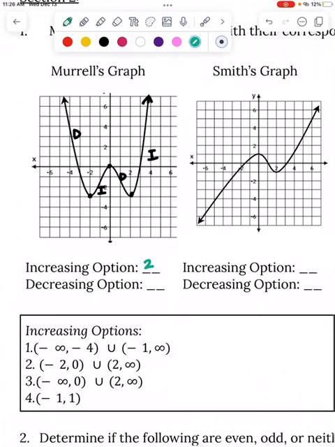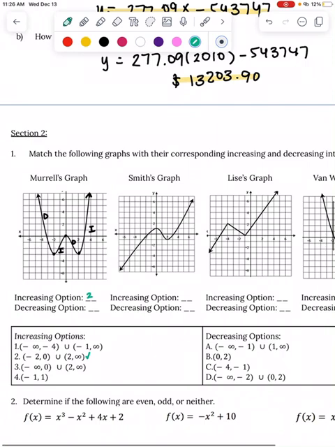And then my decreasing, so it starts off decreasing, that's -infinity to 2. And then it's decreasing again from 0 to 2. Boom. So 2D. Same thing.